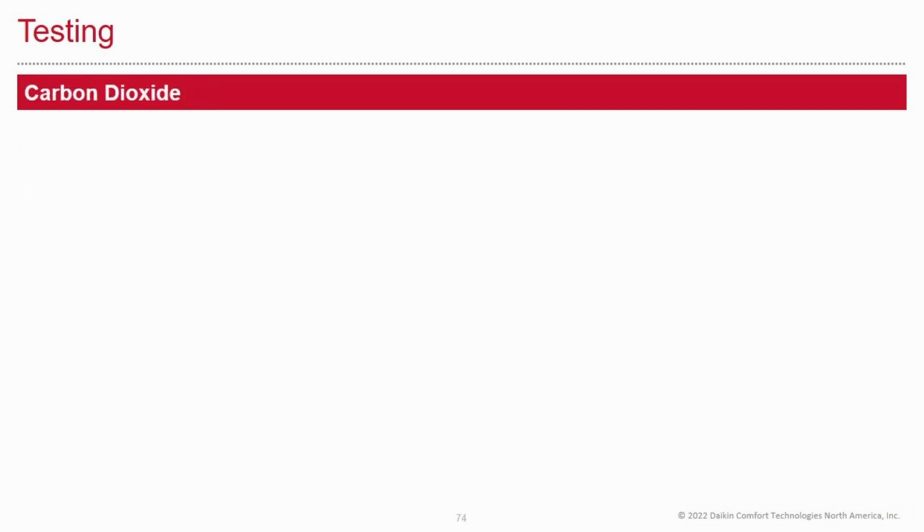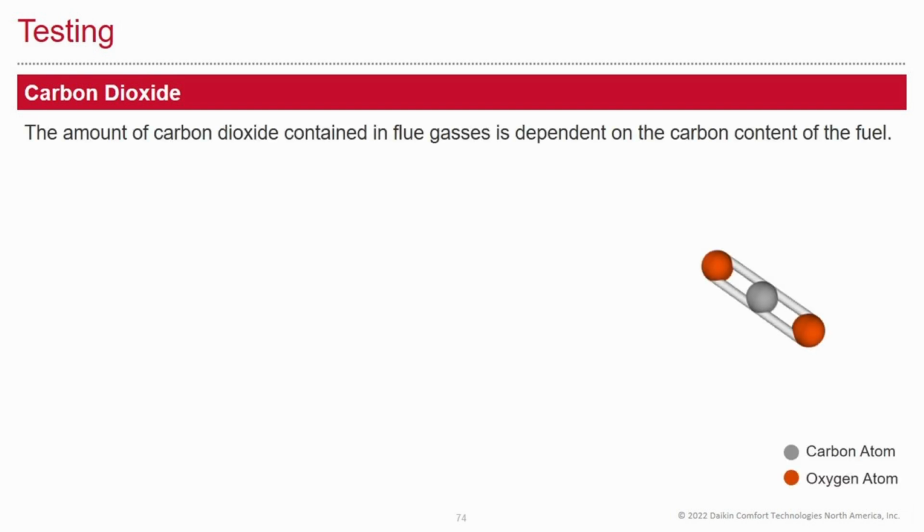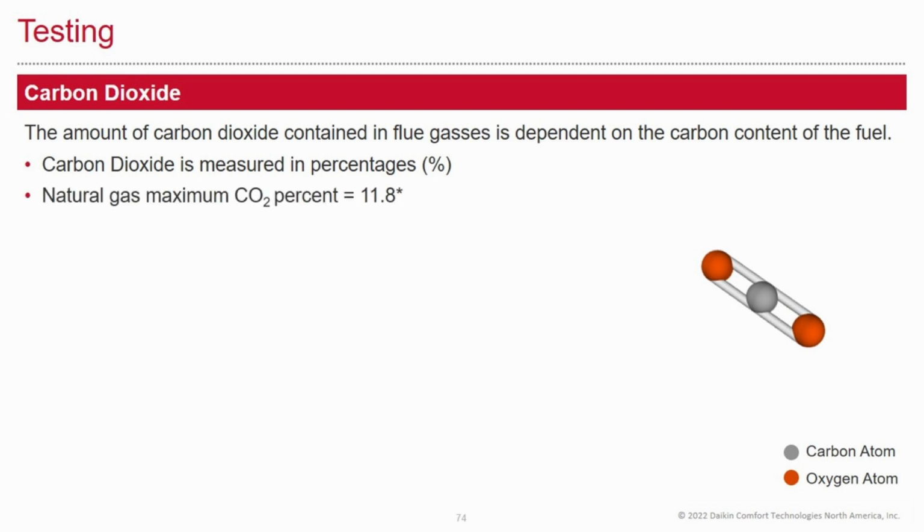Carbon dioxide. The amount of carbon dioxide contained in flue gases is dependent on the carbon content of the fuel. Carbon dioxide is measured in percentages. Natural gas maximum CO2% is 11.8, although the maximum theoretical level is never reached in practice. Optimum is 10%. Typical is 6.5 to 8%.